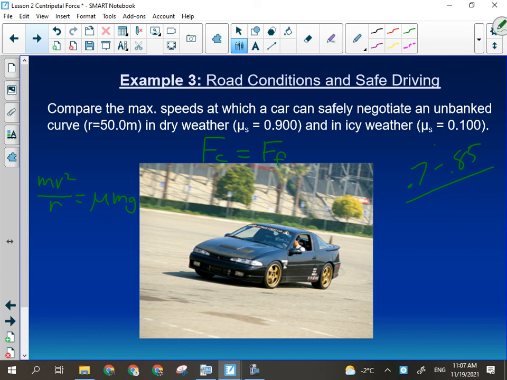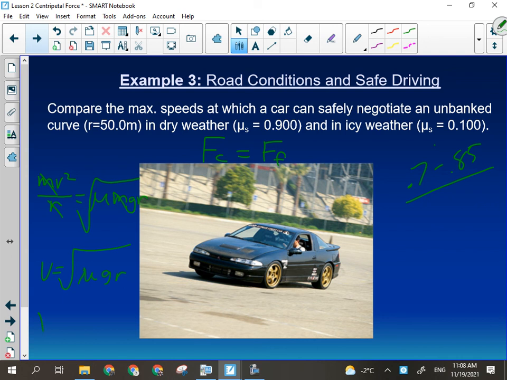So what we've got is the radius of the corner and the coefficients of friction. Do we need the mass of the car? It cancels, it doesn't matter. If I'm trying to solve for v, I multiply both sides by r, m cancels, and then I take the square root. So v is the square root of mu g r. Mu g r, that's the way for every single friction-based question.